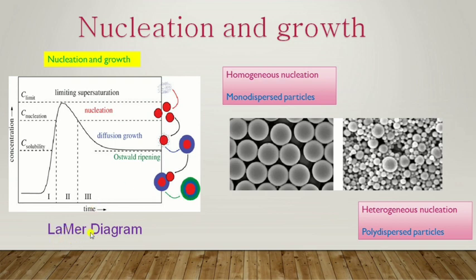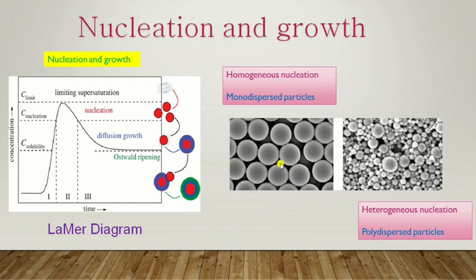Here there is a LaMer diagram that is plotted versus time and concentration. When the nucleation starts, the growth is also formed there. The picture shows homogeneous nucleation, that is, the particles are uniform sized particles. On heterogeneous nucleation, the particles are non-uniform sized particles that we call polydispersed particles.